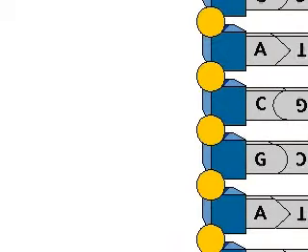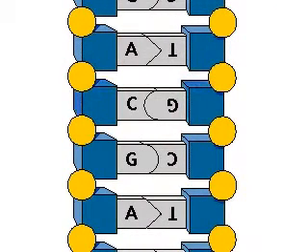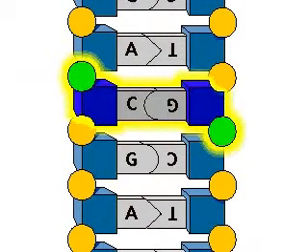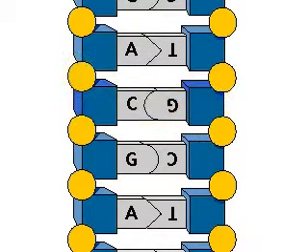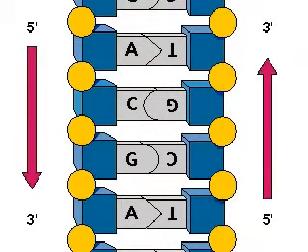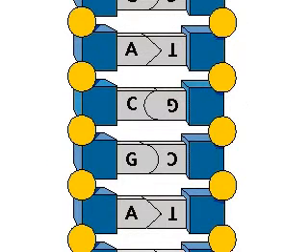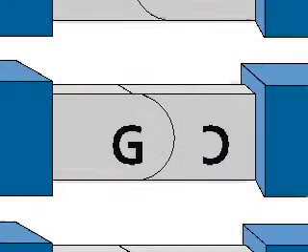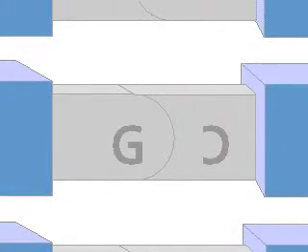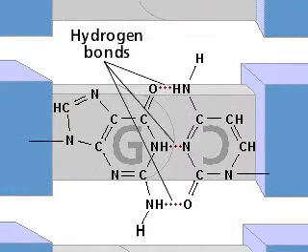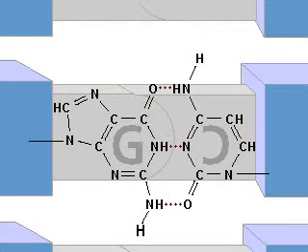Unlike RNA, DNA has 2 strands. The nucleotides in the 2 chains are upside down from each other. In other words, the 5' to 3' phosphodiester bonds run in opposite directions. For this reason, the 2 strands of DNA are said to be antiparallel. The 2 antiparallel strands of DNA are held together by hydrogen bonds between the bases on opposite strands.